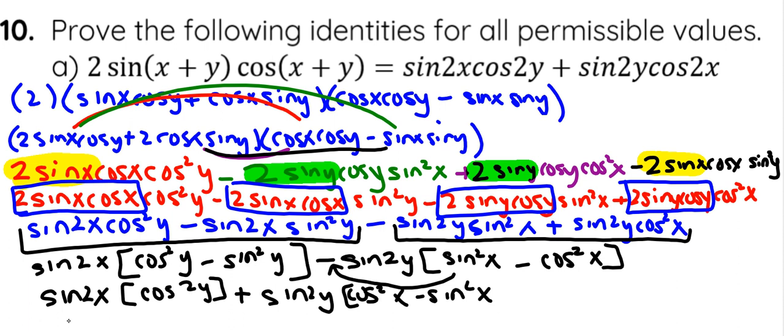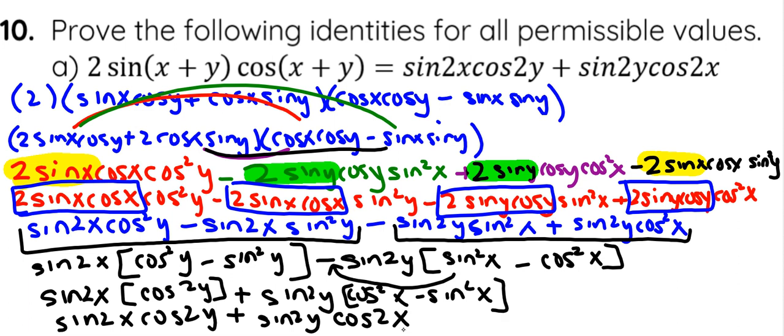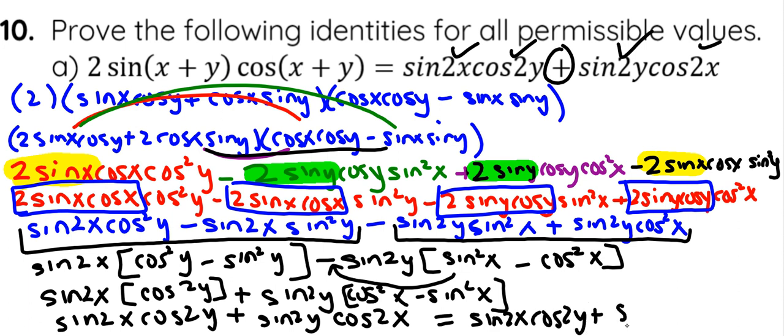Okay, so this is really going to be sine of 2x, and I actually don't need my brackets. I can just write it like this. Sine of 2x cos 2y plus sine 2y, and then cos squared minus sine squared is just the cos double angle identity, cos 2x. Now let's compare that to the other side. Sine 2x times cos 2y plus sine 2y times cos 2x. So it's the same on both sides. So sine 2x cos 2y plus sine 2y cos 2x.